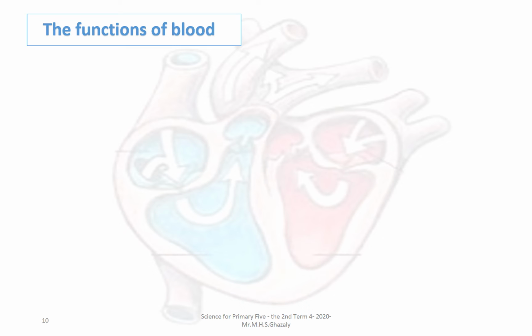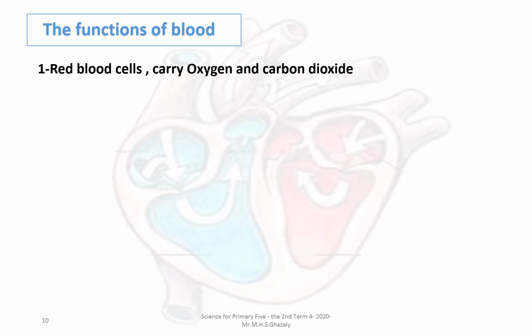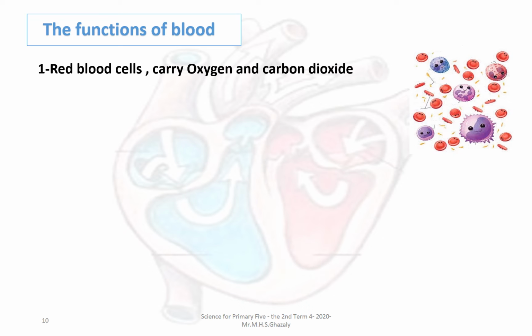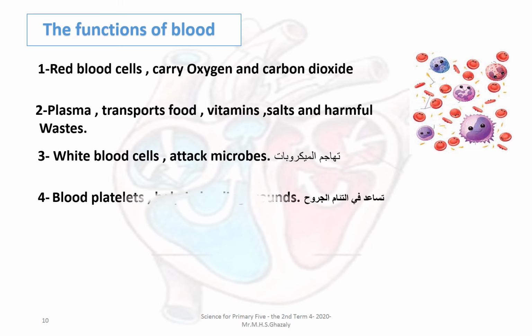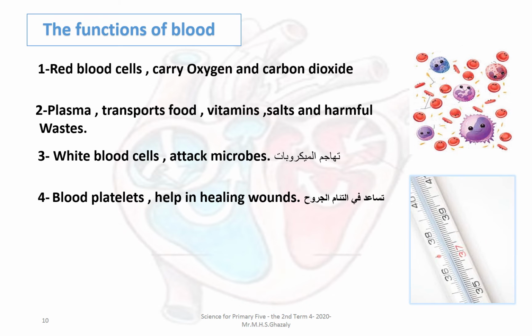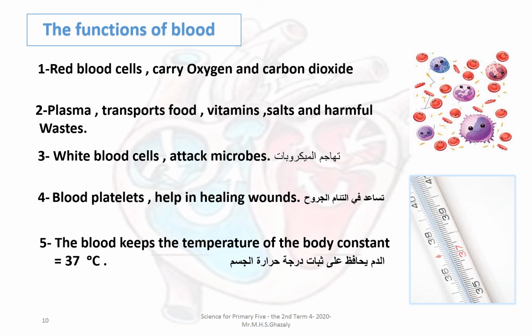The functions of blood. Number 1, red blood cells carry oxygen and carbon dioxide. Number 2, plasma transports food, vitamins, salts, and harmful wastes. 3, white blood cells attack microbes. 4, blood platelets help in healing wounds. 5, the blood keeps the temperature of the body constant, equal to 37 degrees Celsius.